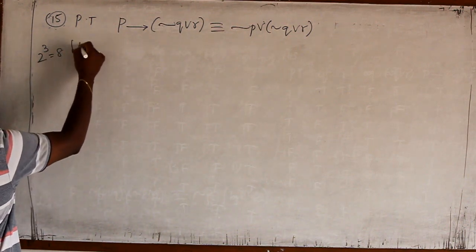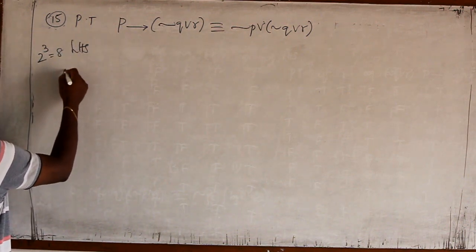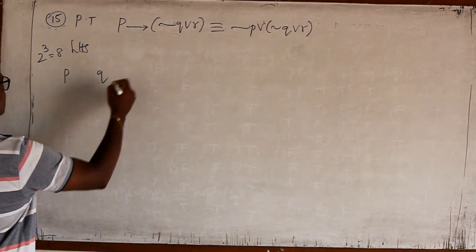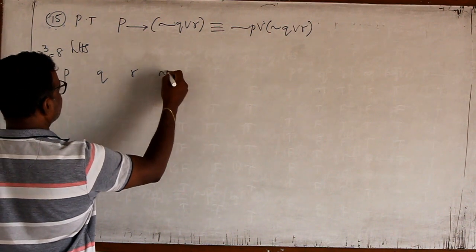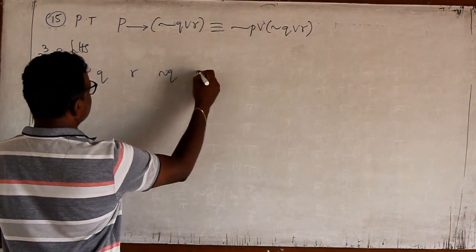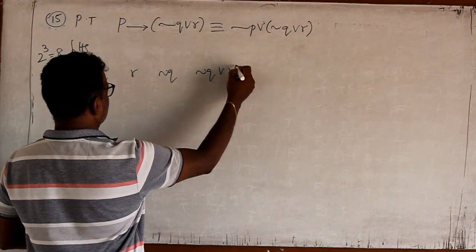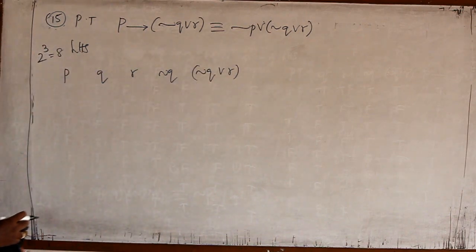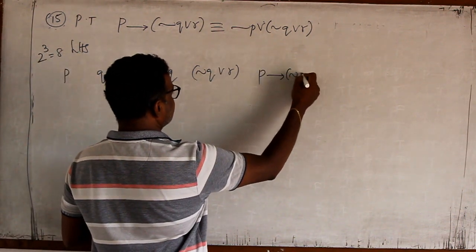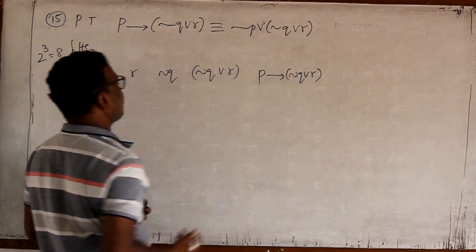So let me prove the left hand side first. Left hand side: P, then I need Q, then I need R. We shall go for the bracket. Negation of Q, then negation of Q or R. This is our left hand side. Then I need P then negation of Q or R.